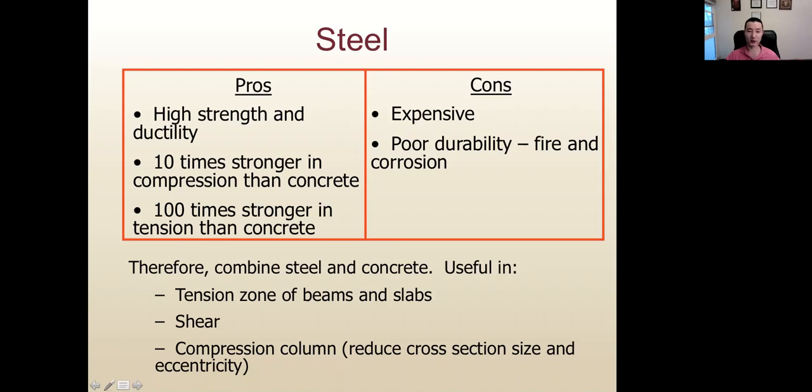We use steel in the tension zone of beams and slabs, and also when the reinforced concrete member will experience shear, because again, steel is strong under tension and shear. Concrete, not so much. Under compression, we can also put rebars, which will reduce the cross-section size of the beam.